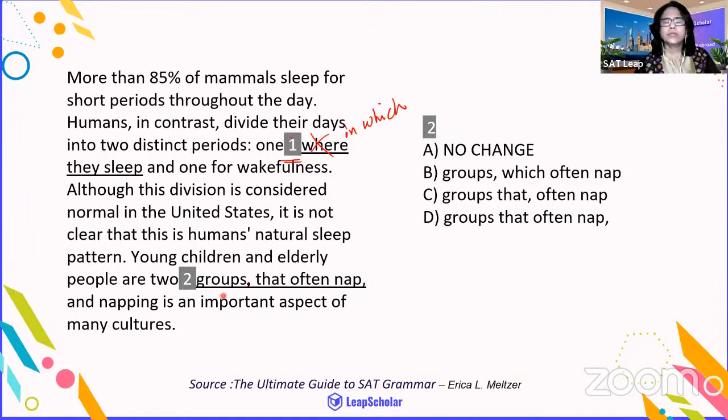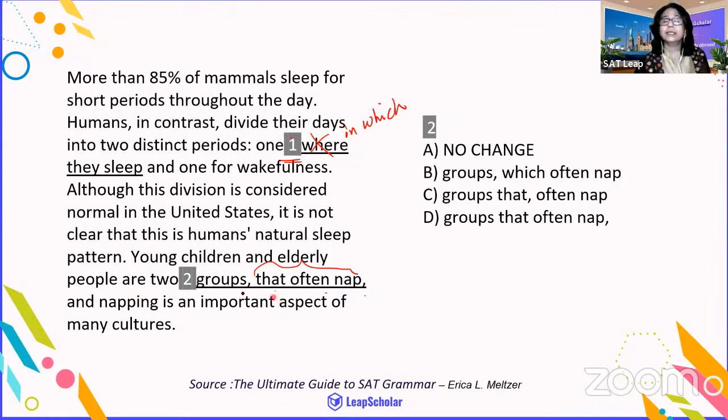Okay. Now, this is a tough question, right? Young children and elderly people are two groups. Now, is this "that often nap" important to the meaning of the sentence? Commas are moving around. If I remove this, what happens to the sentence? Young children and elderly people are two groups, and napping is an important aspect of many cultures. Does it give you the same meaning?